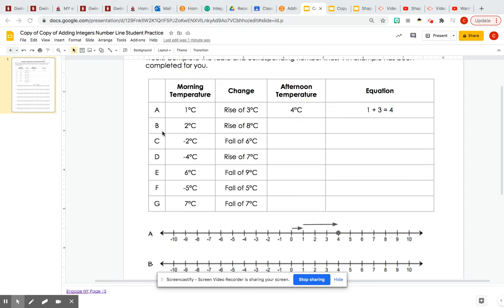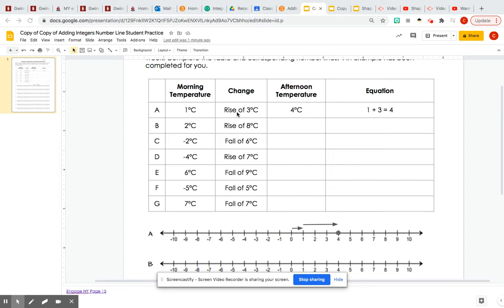Okay. So on letter A, it says the morning temperature started at 1 degree Celsius. So you can see we already started on the positive side of the number line. We're to the right of 0. And they represented that change with this short arrow right here from 0 to 1, just to represent the fact that we've started at 1 degree Celsius.